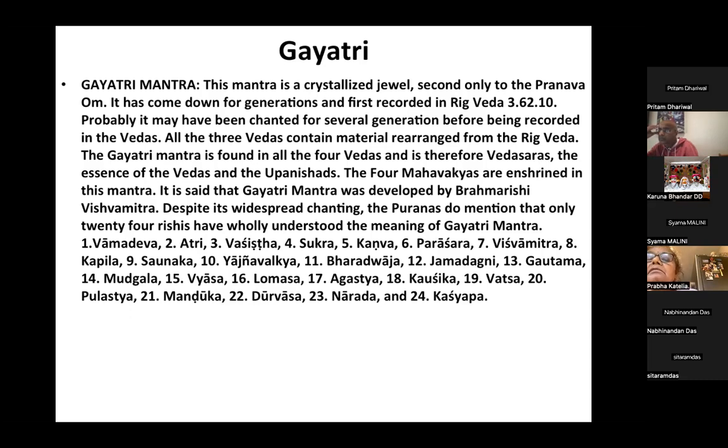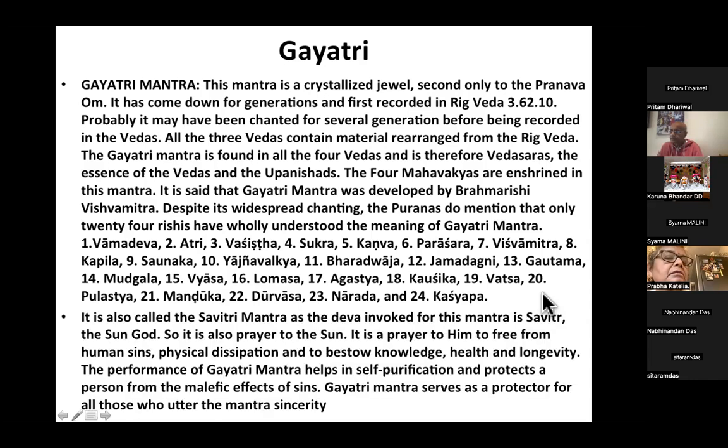Vamadev, Atri, Vashishta, Shukra, Kanva, Parashar, Vishwamitra, Kapila, Saunaka, Yagyavalkya, Bharadwaj, Jamadagni, Gautama, Mudgal, Vyasa, Lomasa, Agastya, Kaushik, Vatsa, Pulastya, Manduka, Durvasa, Narad, and Kashyap.